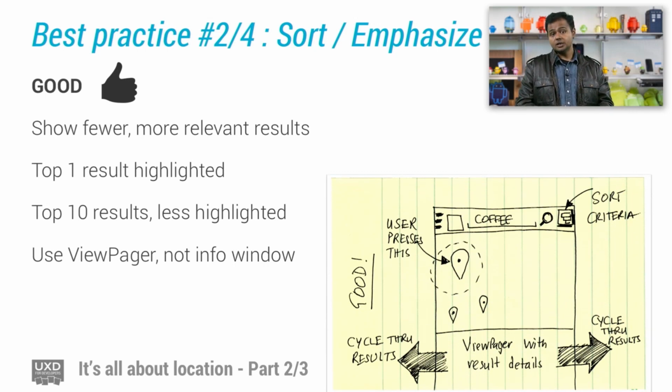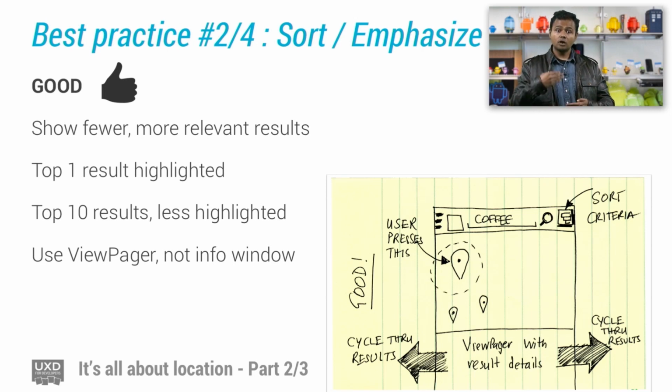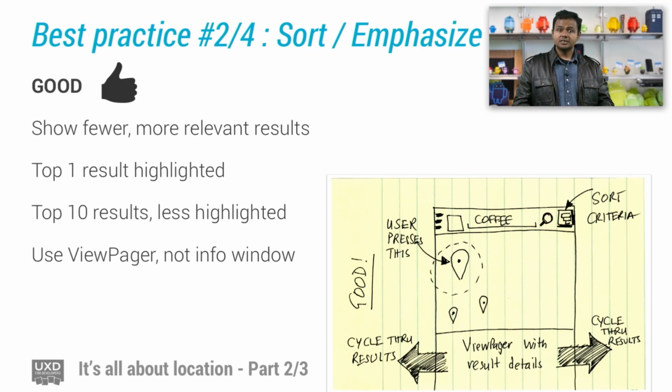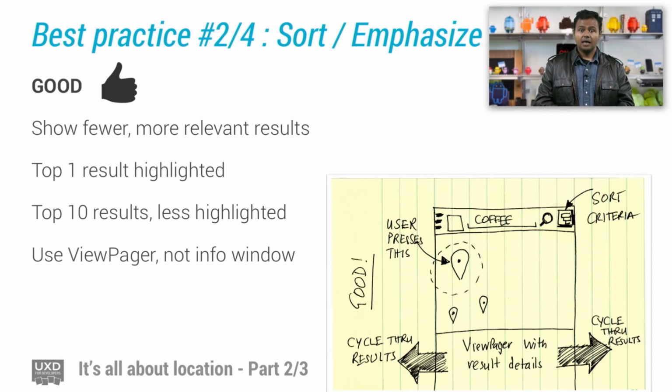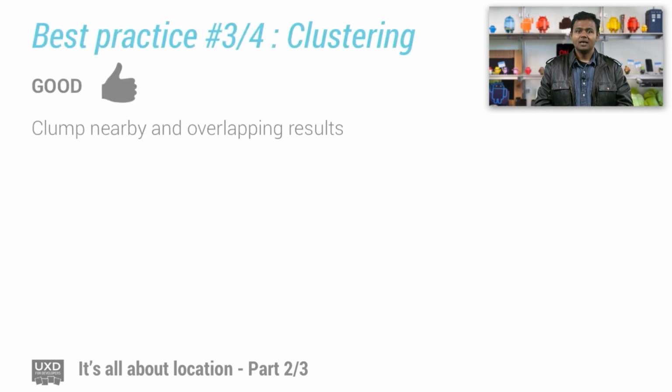So additionally, when the user selects a result, try using a view pager to display more information on that marker. This is better than popping up an info window or a dialog that hovers in front of the UI and obscures the results behind it. In this view pager, you can allow the user to cycle through the results simply by swiping back and forth on the bottom of the screen. And this makes it really easy to navigate the sorted results. And as a bonus, it works for single-handed use as well.